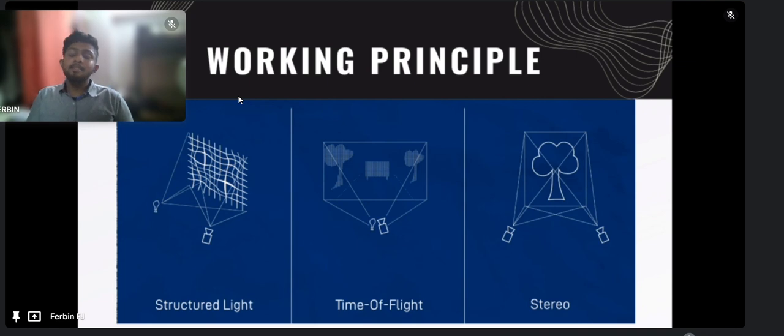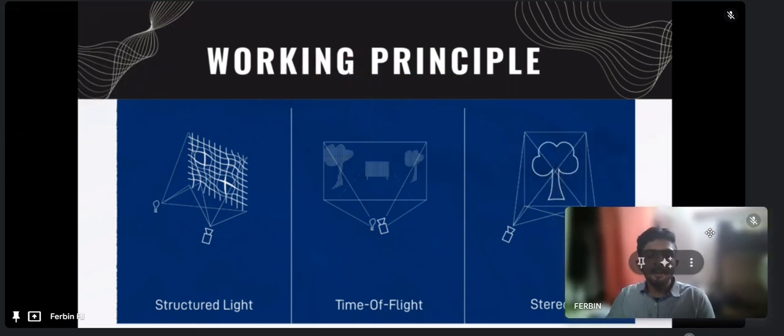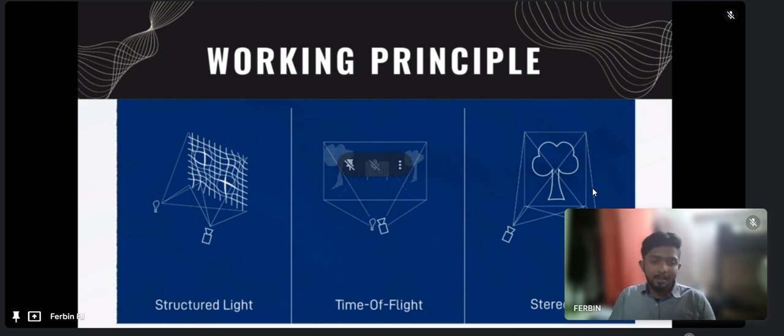And the third type is stereo cameras. Stereo cameras are similar to our human eyes. How do humans estimate depth? Since we have two eyes symmetrically placed from each other, we can estimate at what distance an object is located. In a similar way, stereo cameras estimate the distance at which an object or obstacle is located.